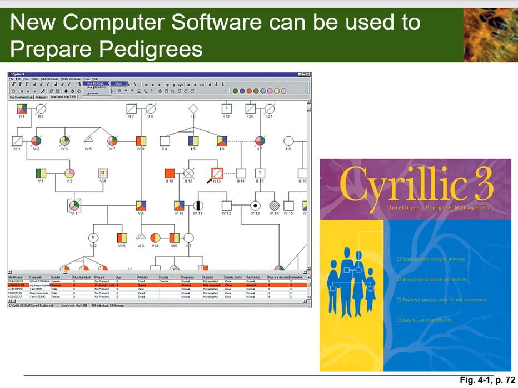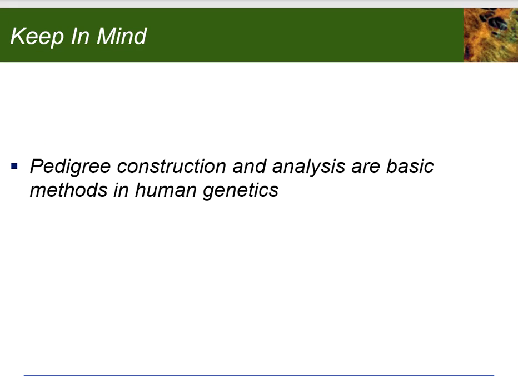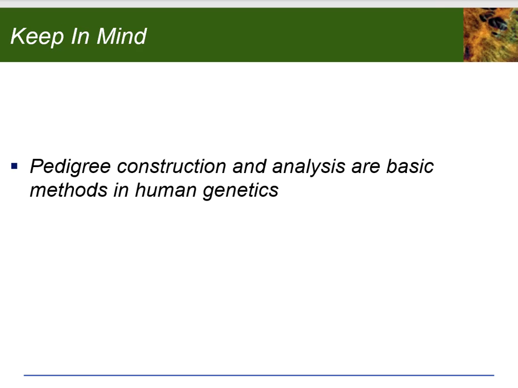Okay, software programs. This is a little bit dated now, but there are software programs that can be utilized to help put pedigree charts together. They're more sophisticated than what this diagram shows, but they certainly are still utilized to this day. Keep in mind that pedigree construction and analysis are basic methods in human genetics.